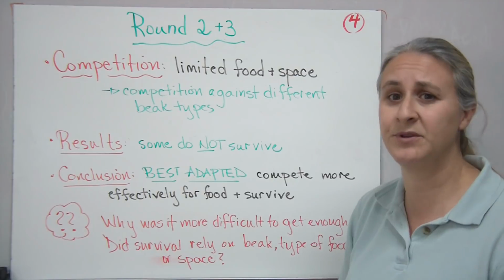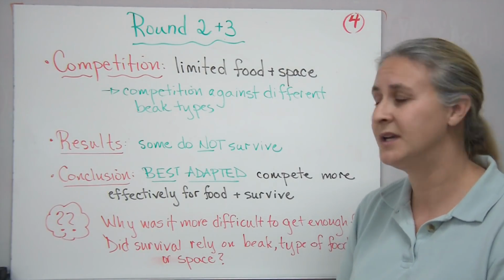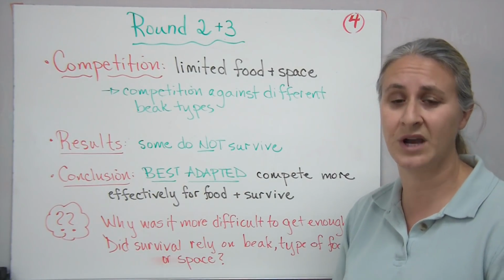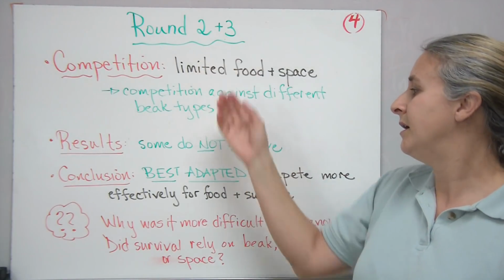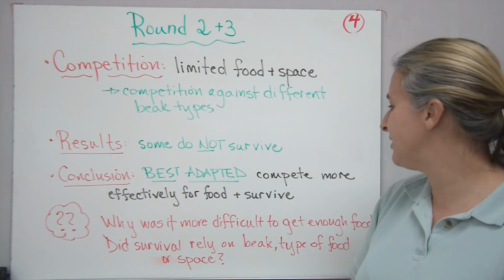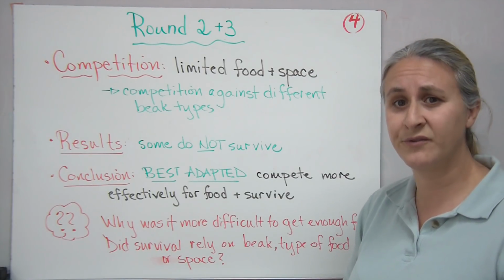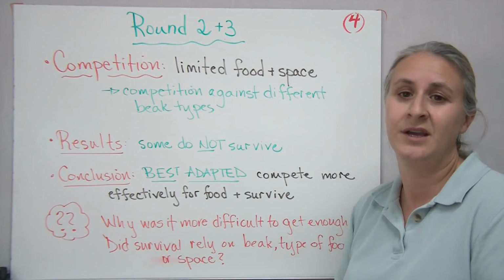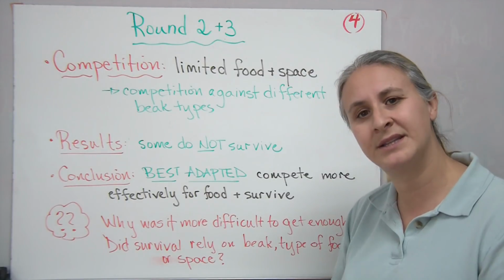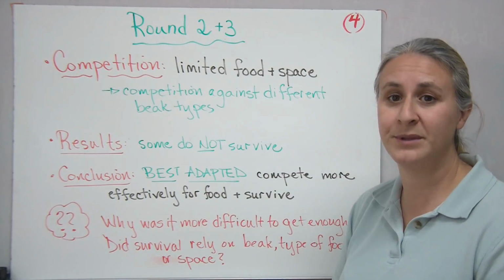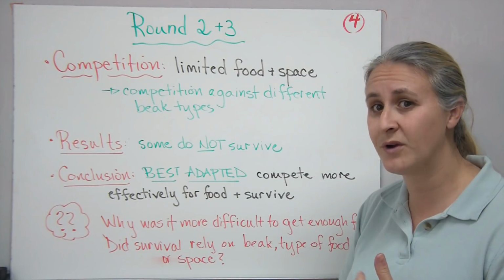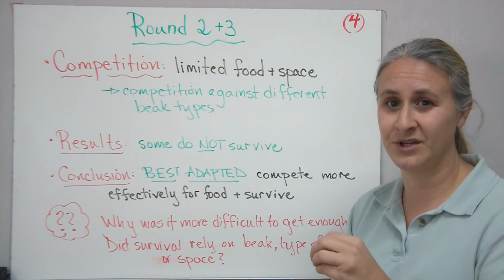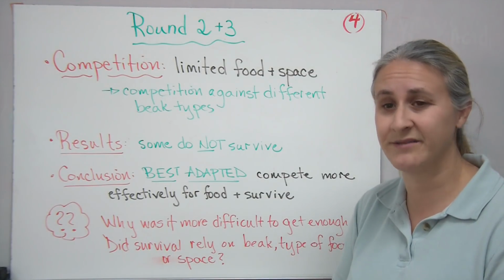The results, some people didn't end up surviving the second round. So in this case, if you didn't survive the second round, you got to migrate to a new island and try out another island. The conclusion, best adapted individuals were able to compete more effectively for food and survive to move on to round 3. Round 3 had increased competition. The increased competition, everybody at the table, so now 4 people were competing for the same amount of food as we did before and in the same space. So we had very high competition in terms of food availability and space availability.